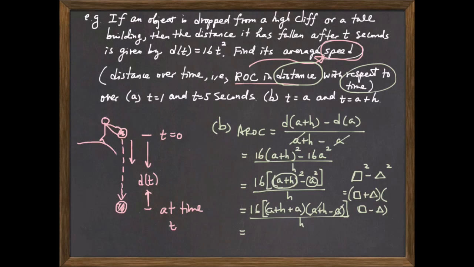Notice that A actually cancels out in the second term. I only have H left, which allows me to cancel out the H that's in the denominator. So all I have left really is 16 times 2A plus H. We can't really attach the unit to this problem because symbols are in abstract form, but it would actually be nice to understand what we've just calculated.